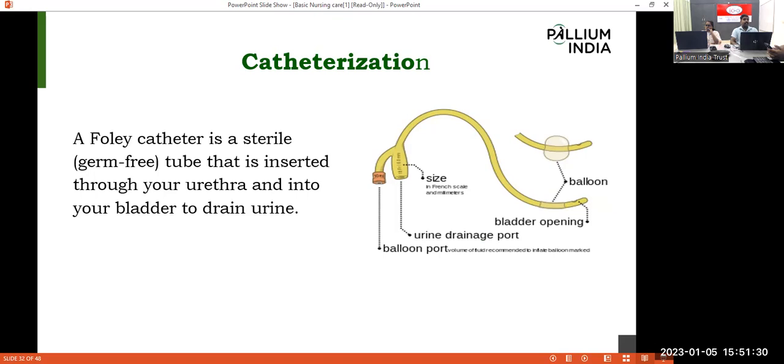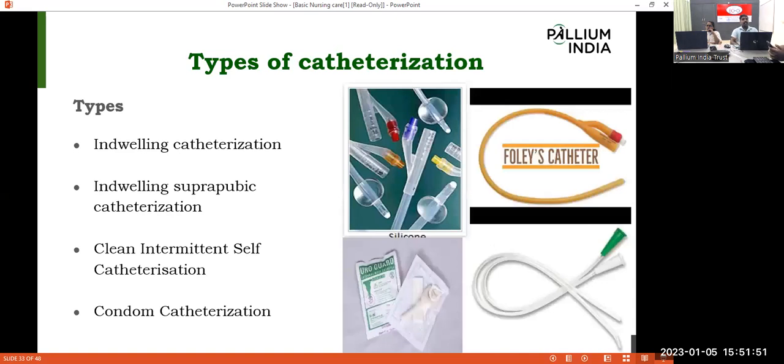A catheter is a sterile, germ-free tube. It is a Foley's rubber tube; there are rubber-type and silicone-type materials. That tube is inserted through the urethra into the bladder. The tip of the catheter will be inside the bladder, through the urethra, for draining the urine. Mainly we use the Foley's catheter as an indwelling catheter, and silicone catheters are also used as indwelling. Indwelling means we keep the catheter inside for a while for draining the urine to the outside.